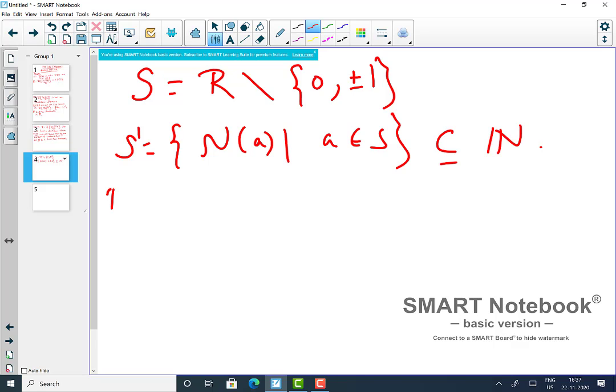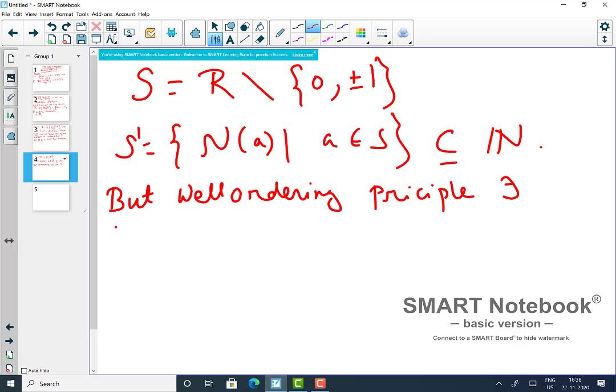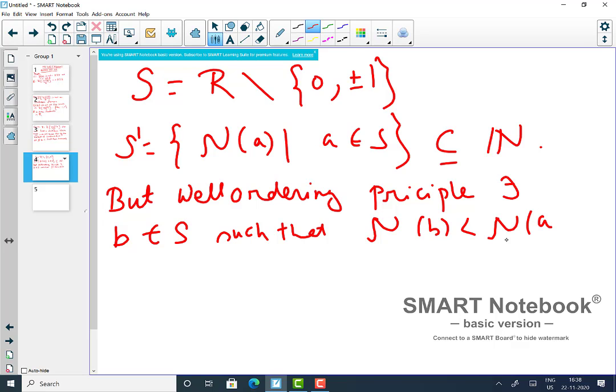So by the well-ordering principle, there exists b belonging to S such that norm of b is less than or equal to norm of a, for all a belonging to S.